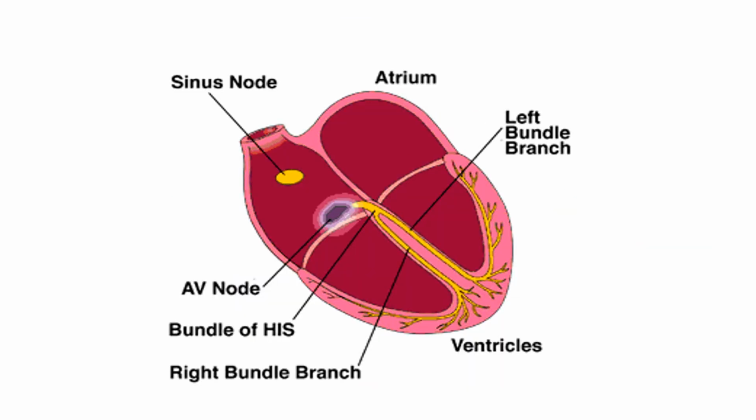All right, so here we go again. SA node fires first, AV node fires second. You'll notice the SA node promotes the contraction of the atria, while the AV node promotes the contraction of the ventricles.